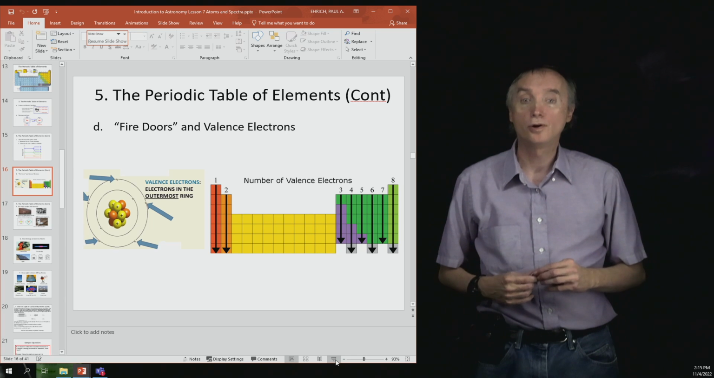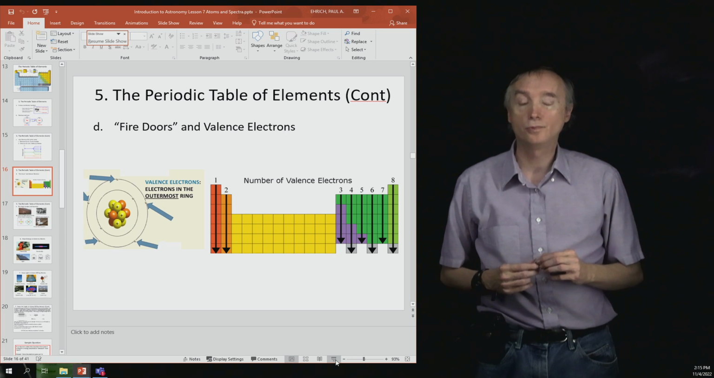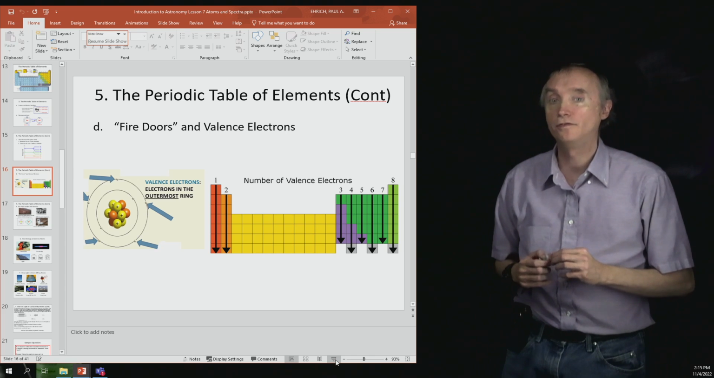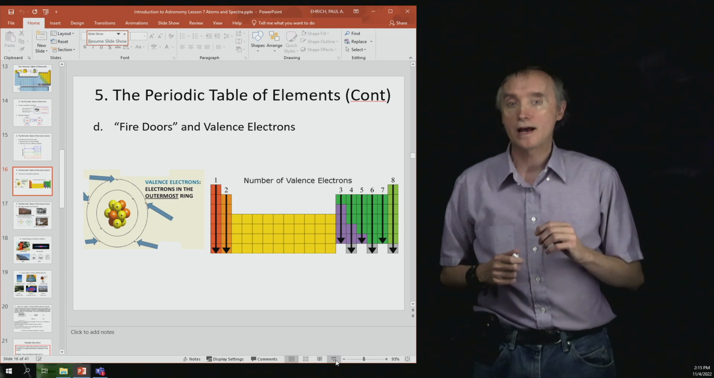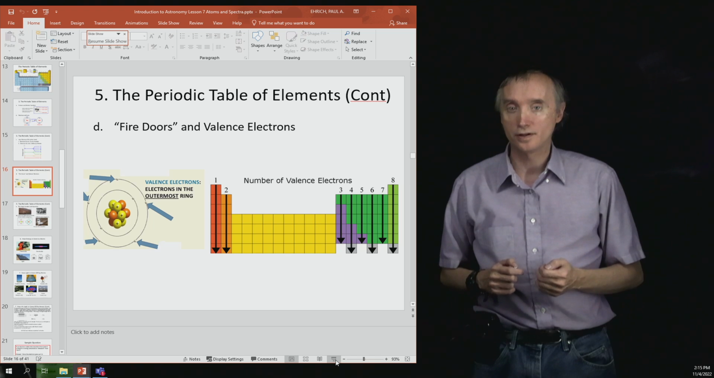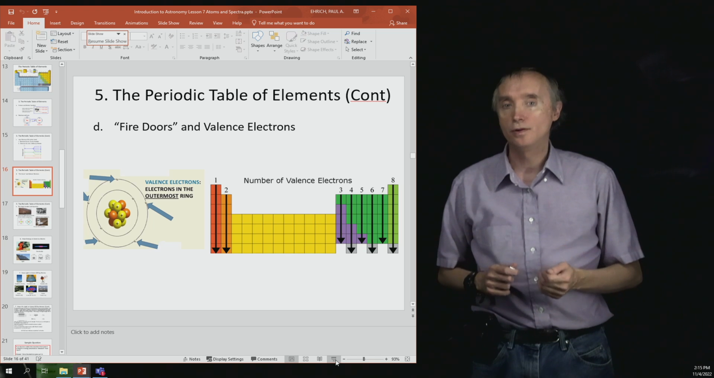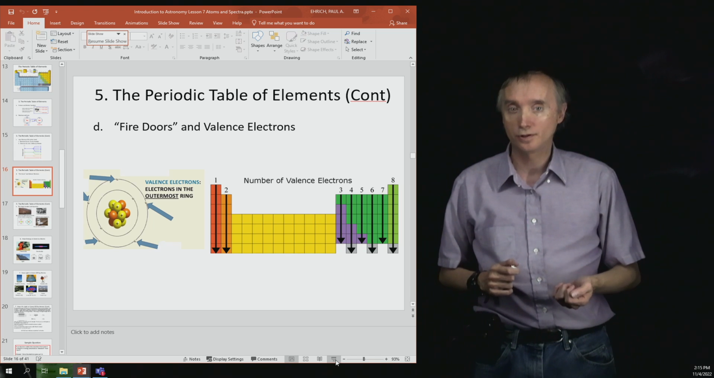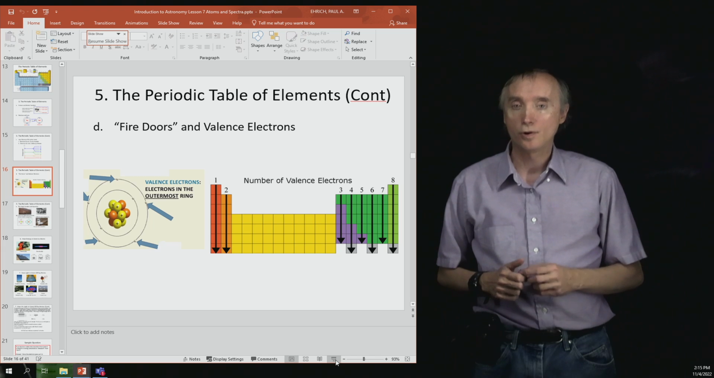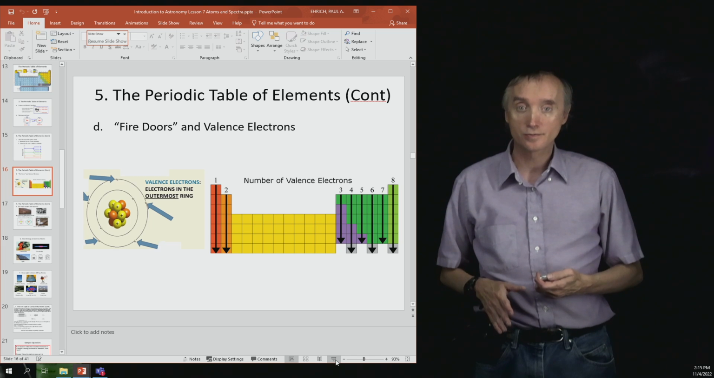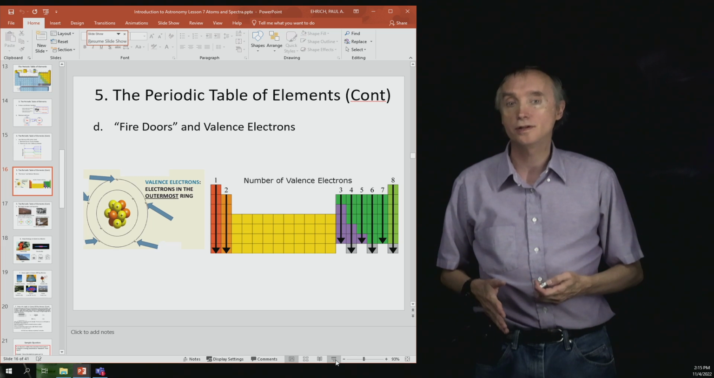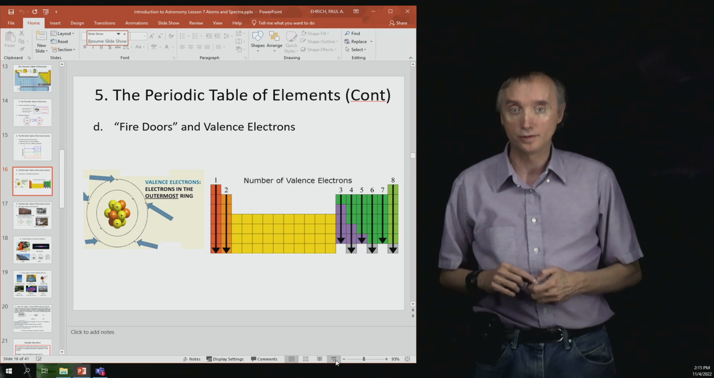Hello and welcome back. So in our previous segment we were talking about what was meant by valence electrons. Valence electrons are the outermost electrons in an atom. They're the ones that participate in chemical reactions. And what we found was an easy way to figure out how many valence electrons an atom has is by looking at what column it's in on the periodic table of elements.